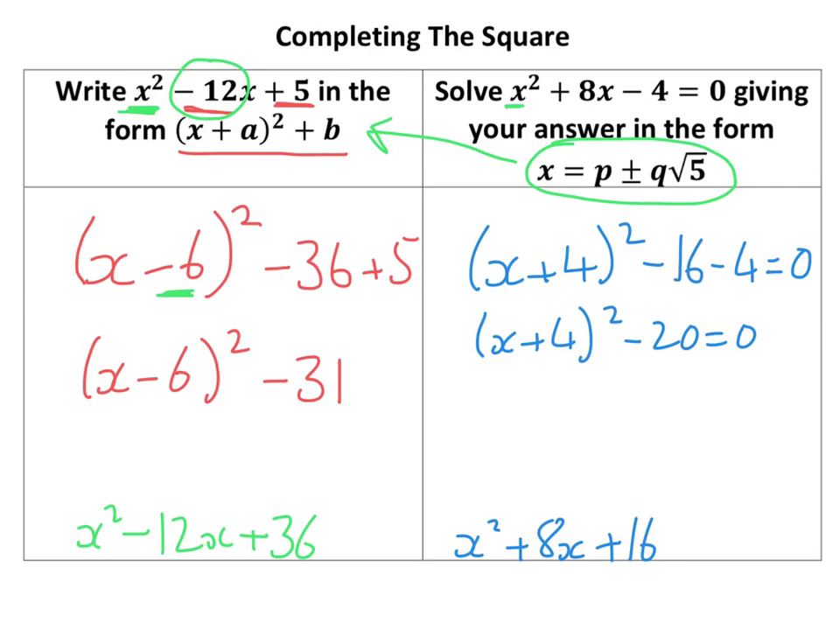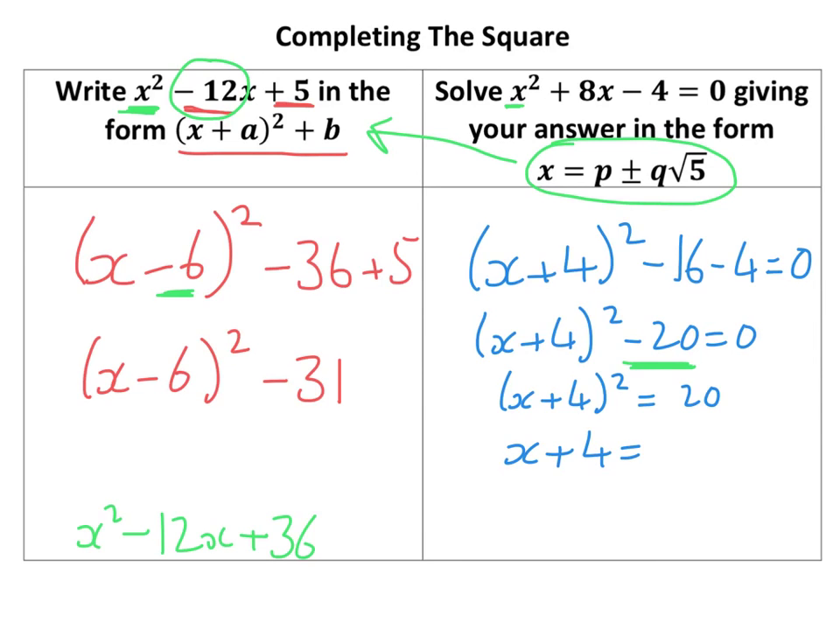Right, now this can't be done if this number here is positive. Basically this won't work, and you'll see why in a second. I'm then going to put everything onto the other side. I'm going to add 20 to both sides. I'm then going to square root, and this is why we get plus or minus the square root of 20.